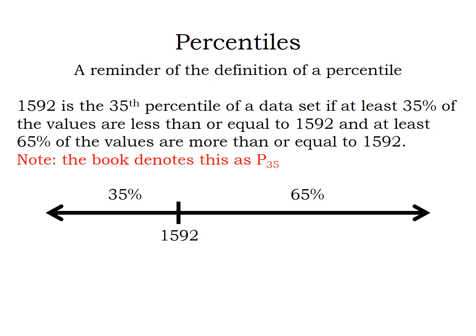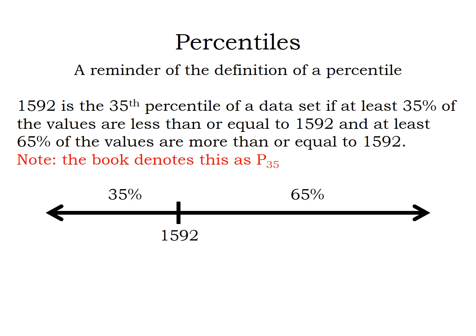Just as a quick reminder of our percentile definition, we're going to use this illustration. The number 1,592 is going to be the 35th percentile of a data set if you have at least 35% of the values less than or equal to 1,592. And that leaves 65% of the values greater than or equal to 1,592.